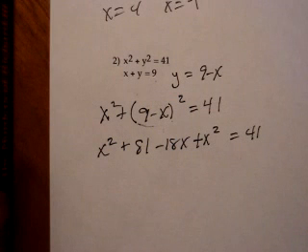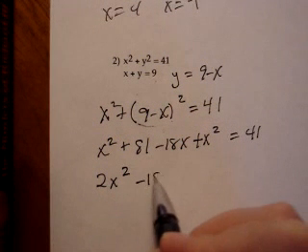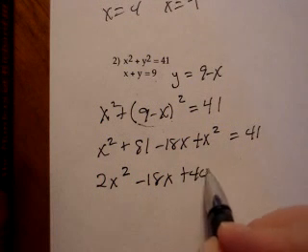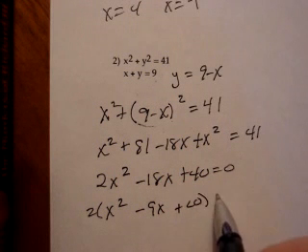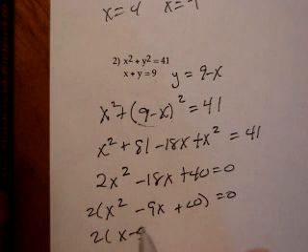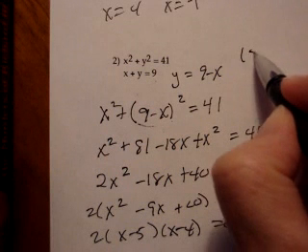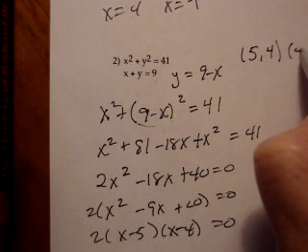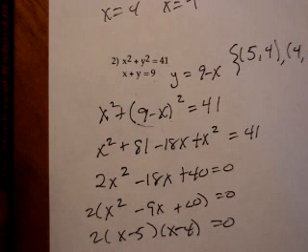Now once again, gather like terms and set it equal to 0. 2x squared minus 18x, plus 40 equals 0. Factor out a 2: x squared minus 9x plus 20 equals 0. 2 times (x minus 5) times (x minus 4) equals 0. So my two x's are 5 and 4. If x is 5, it turns out y is 4. And if x is 4, it turns out y is 5. So there is my solution set. I know I did that fast, but you can rewind and try it again.